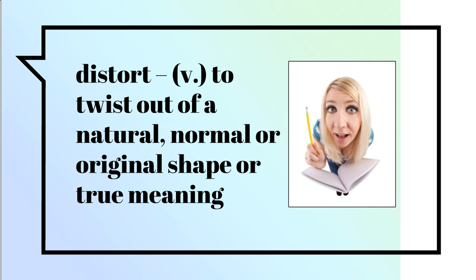The next word is distort, which is a verb. And distort means to twist out of a natural, normal, or original shape or true meaning. If you distort a statement, fact, or idea, you report or represent it in an untrue way. If something you can see or hear is distorted, its appearance or sound is changed so that it seems strange.